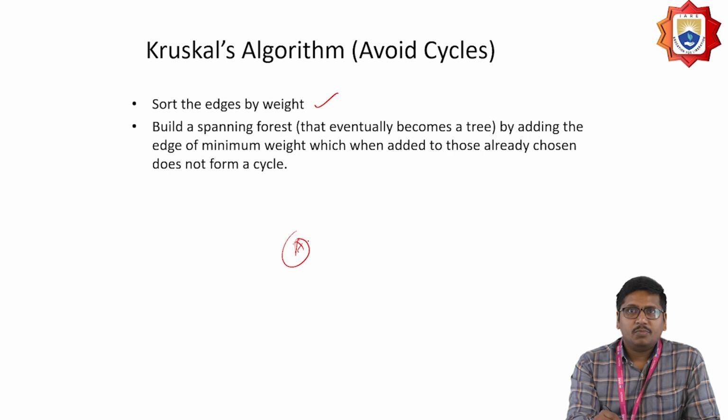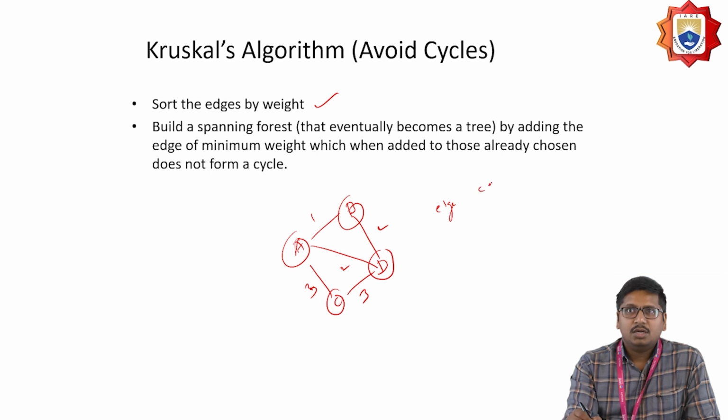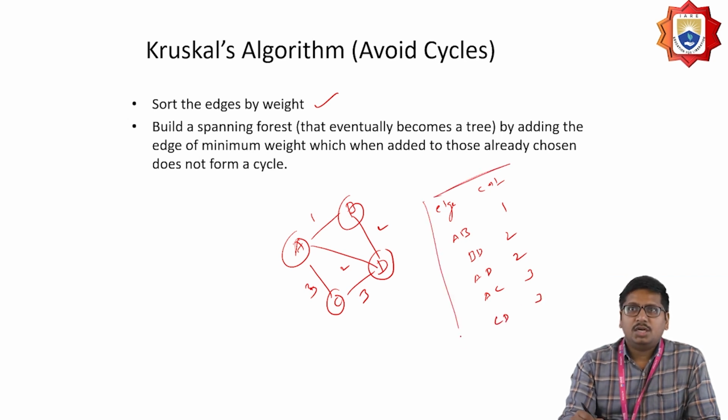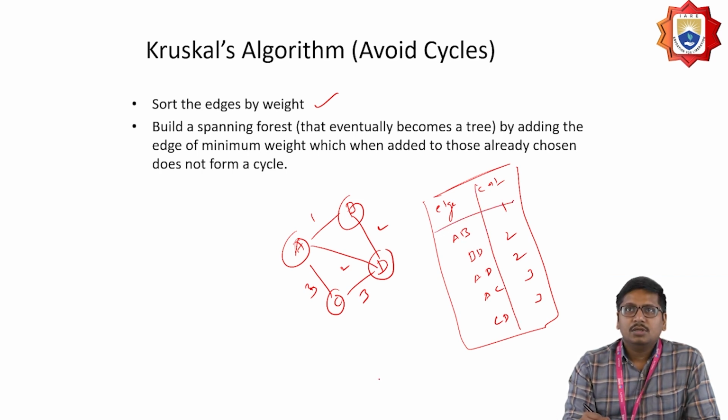So consider a graph. First I have to sort the edges, with edge and then cost. Edge AB 1, BD 2, AD 2, AC 3 and CD 3. So this is the table that I'm going to fill here. I'm going to sort all the edges, and once I sort them, I'm going to fill it in.